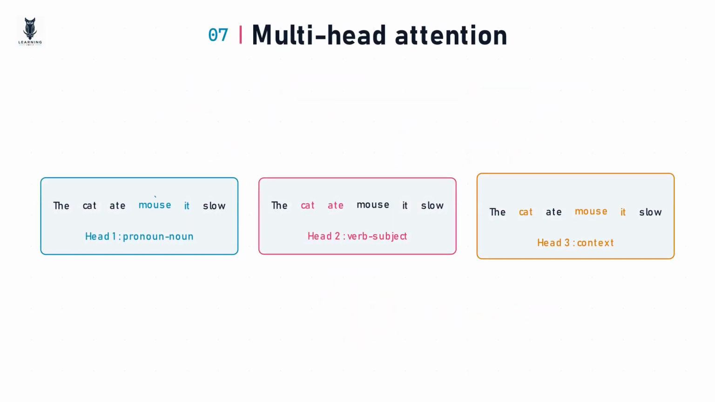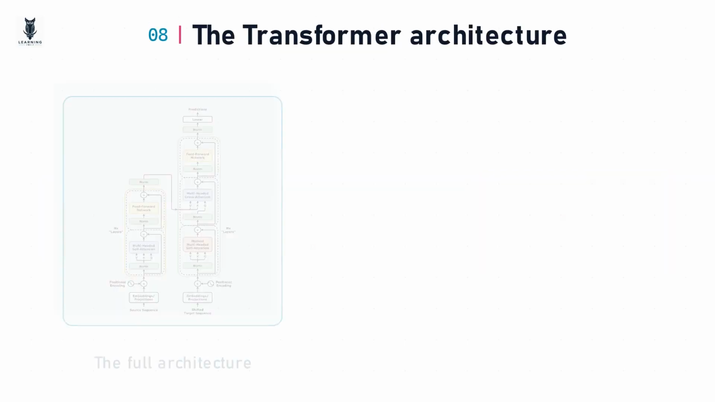One detail changes everything. The model doesn't do this just once. It does it several times in parallel, with what are called attention heads. Each head learns to spot a different kind of relationship. One head tracks the link between a pronoun and its noun. Another, between a verb and its subject. Another, simple nearness. Each head lights up the sentence from a different angle, then we combine all these views, that's multi-head attention.